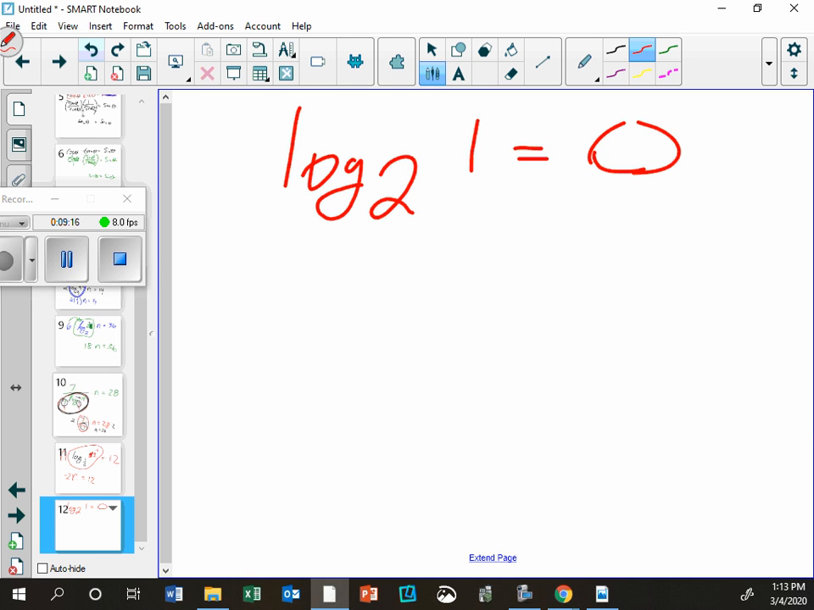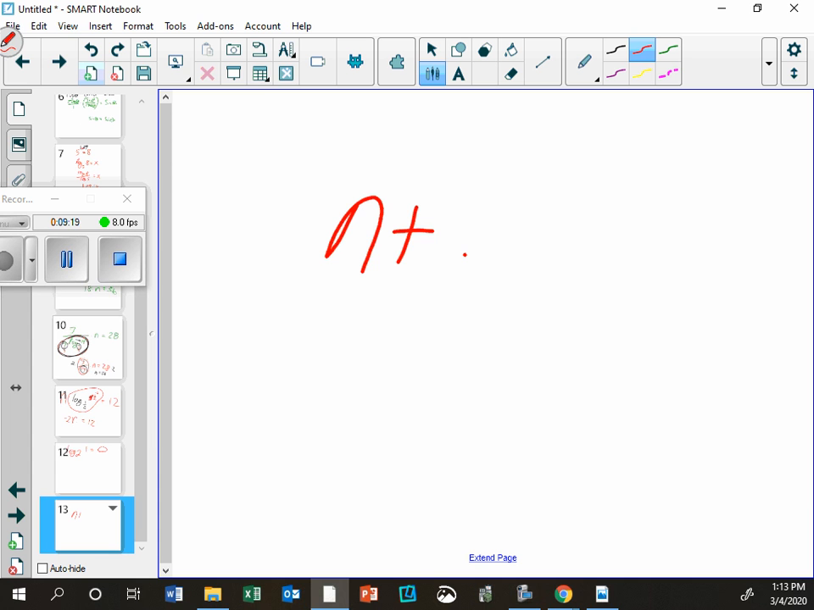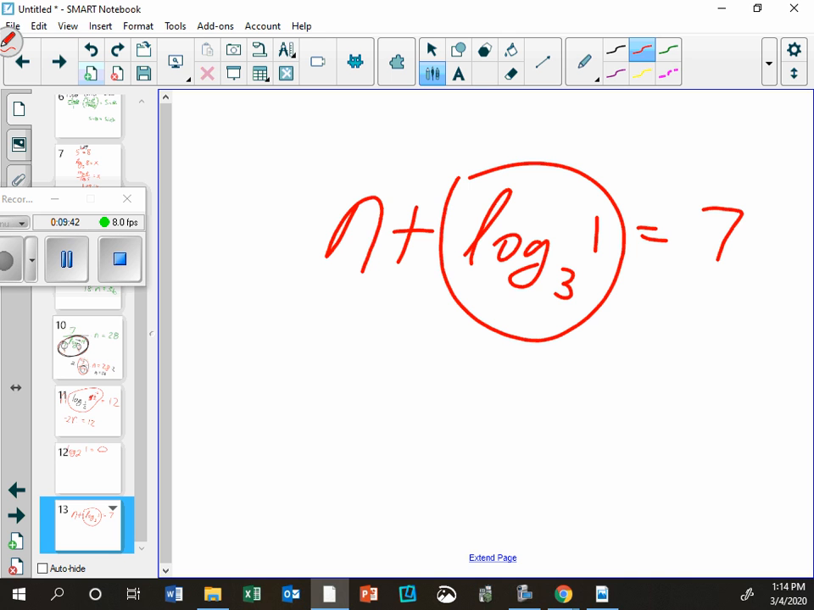Okay, so let's see if you got that. N plus log base 3 of 1 is equal to 7. Solve for n. Didn't I just get done saying that if you won the argument, you get 0? Nothing? So that's n plus 0 is 7, so n equals 7. Raise your hand if you had that. Okay, awesome. All right. The hardest thing from yesterday was probably the graphing.